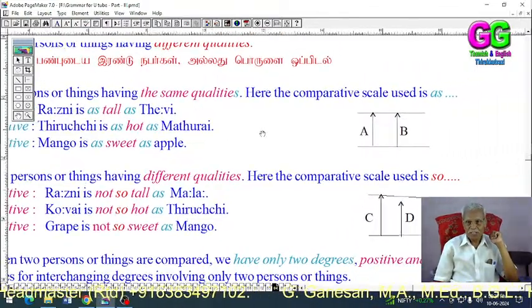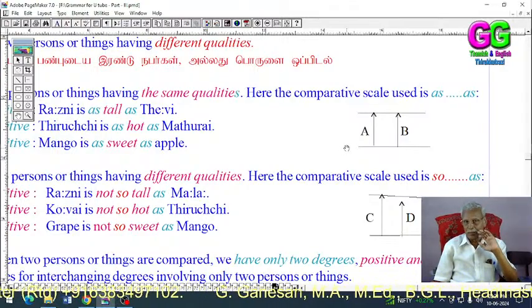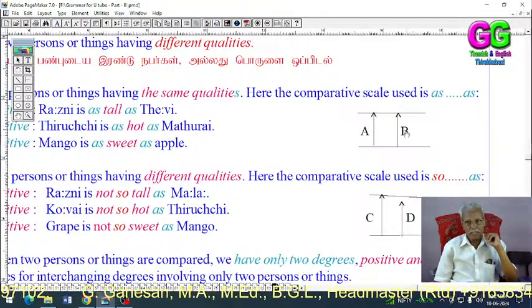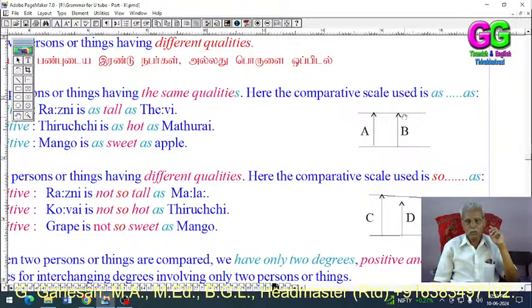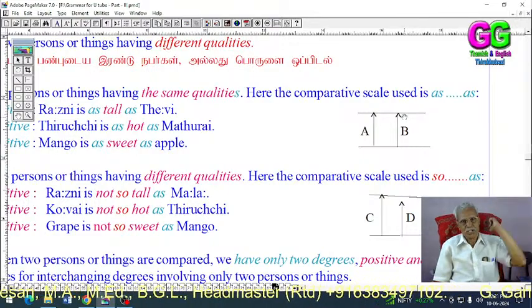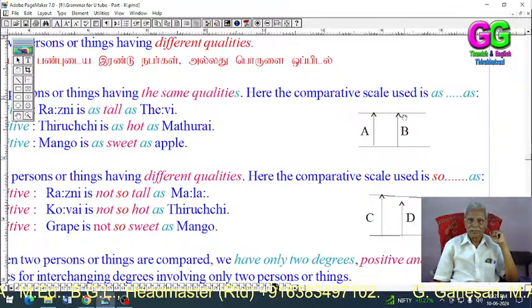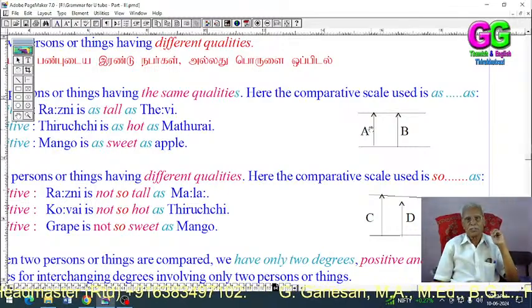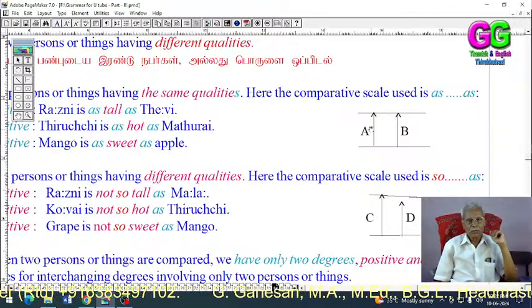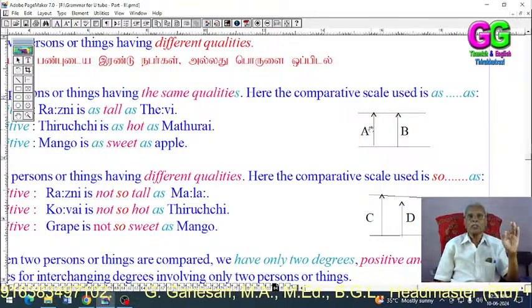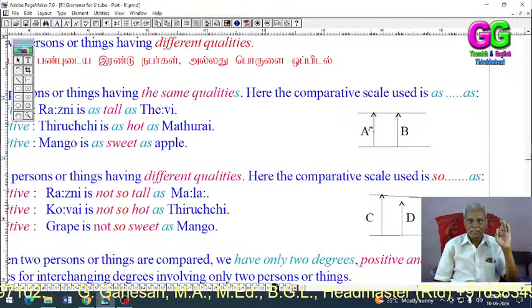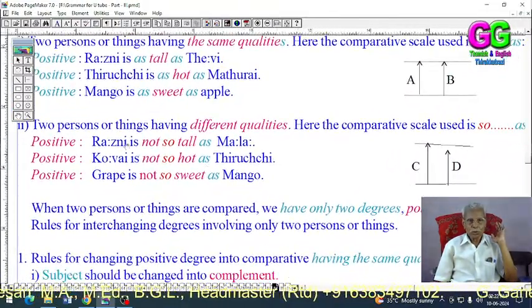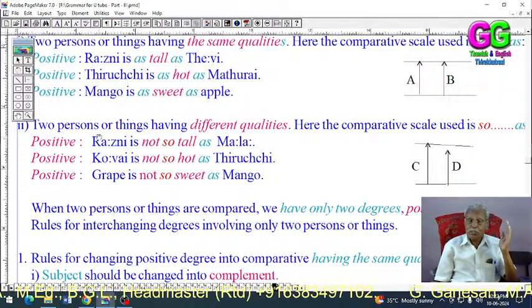Is it okay? Here, I will show it through a diagram. See, this is A, Ronnie. This is B, Devi. Both are at the same height. That is their tallness, that is their height, is the same. The height of Ronnie and Devi is the same.